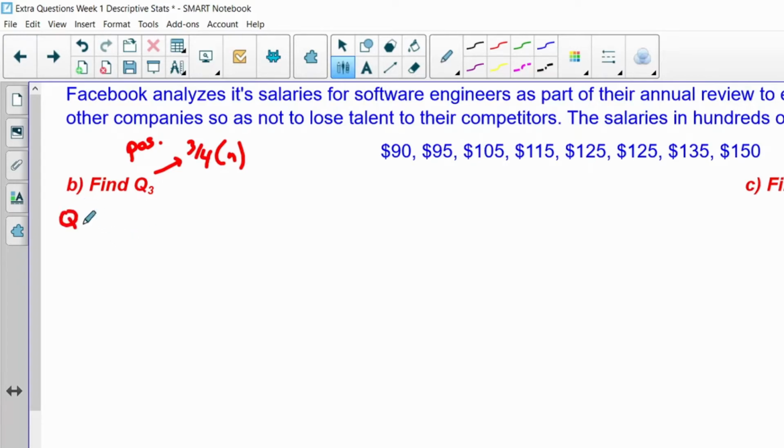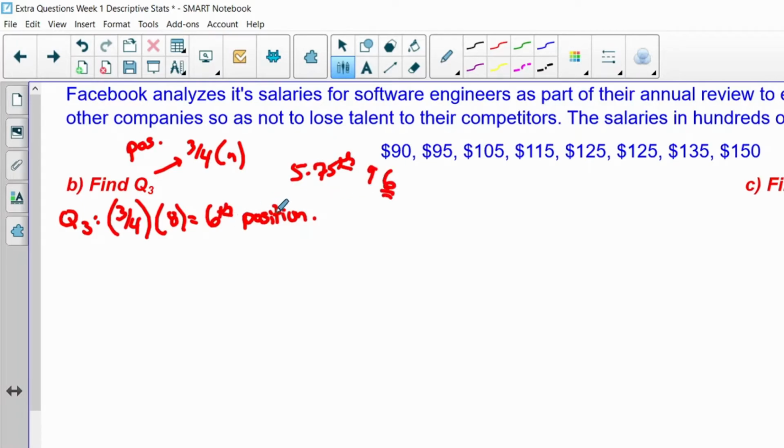So for Q3, what we're going to be looking for is 3/4 times, how many are there? There's 8. So it is the 6th position. Now, something to keep in mind is that if you have exactly an integer, our textbook stipulates that you need to add the 6th and the 7th position. Had I gotten the 5.75th position, then I would just round up to 6 and call it a day. But because I got exactly an integer, we need to also add in the 7th.